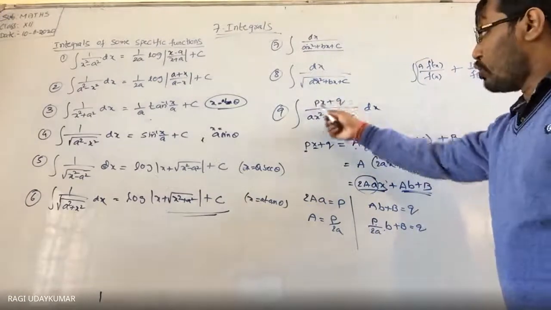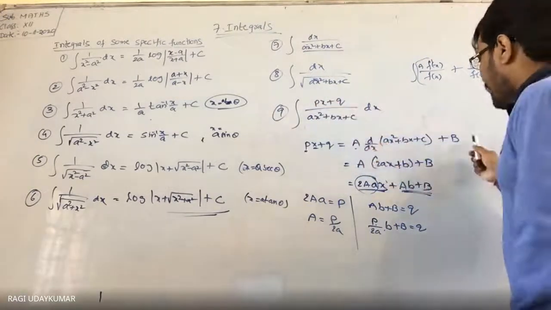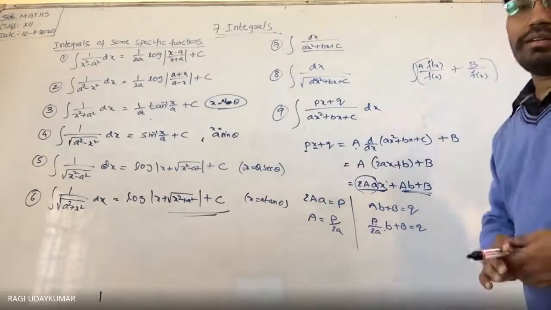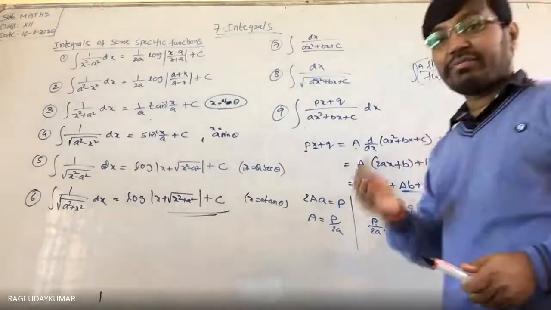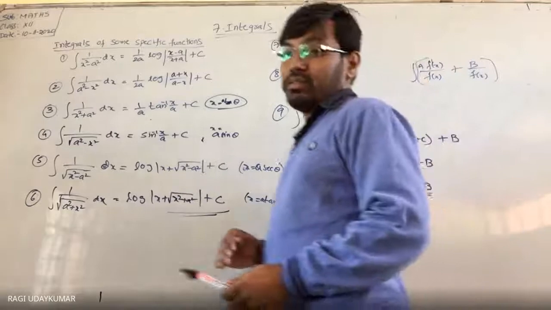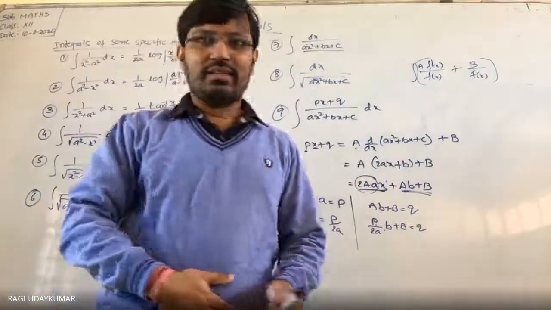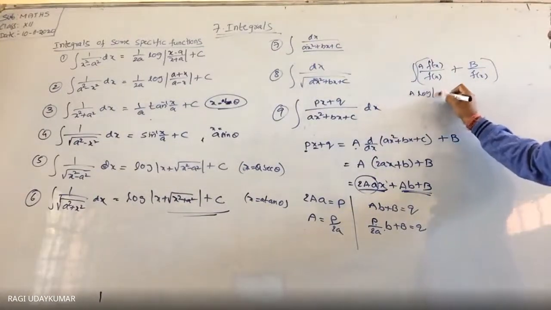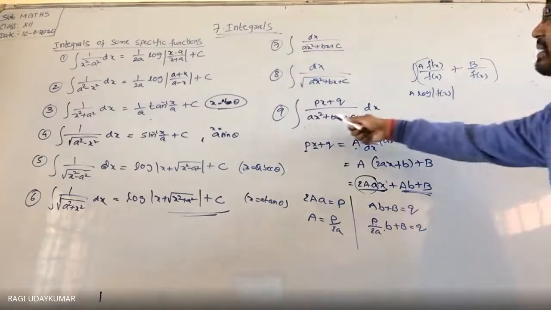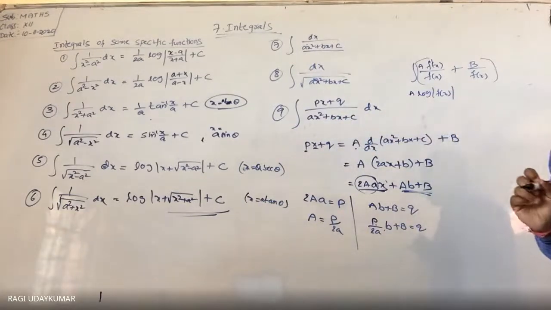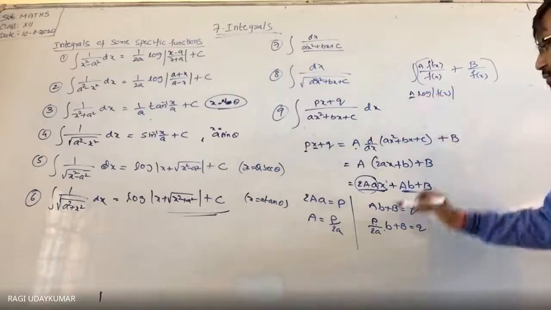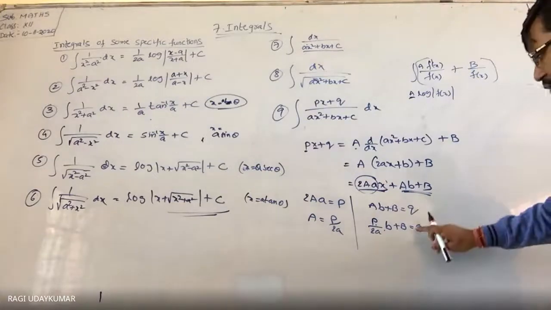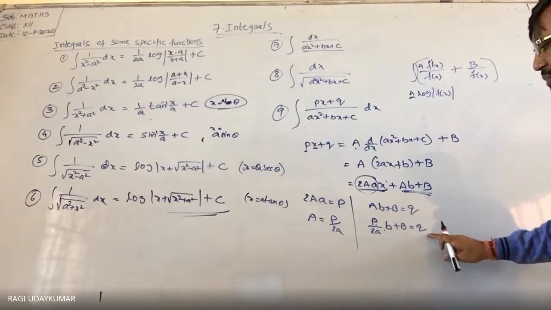If I split the numerator linear expression like this, a into f dash of x, what is the integration of f dash of x by f of x? Logarithm of mod f of x. The first part is done. It becomes a into logarithm of mod f of x. Then find the a value: a is equal to p by 2a. And the b value is found like this only.